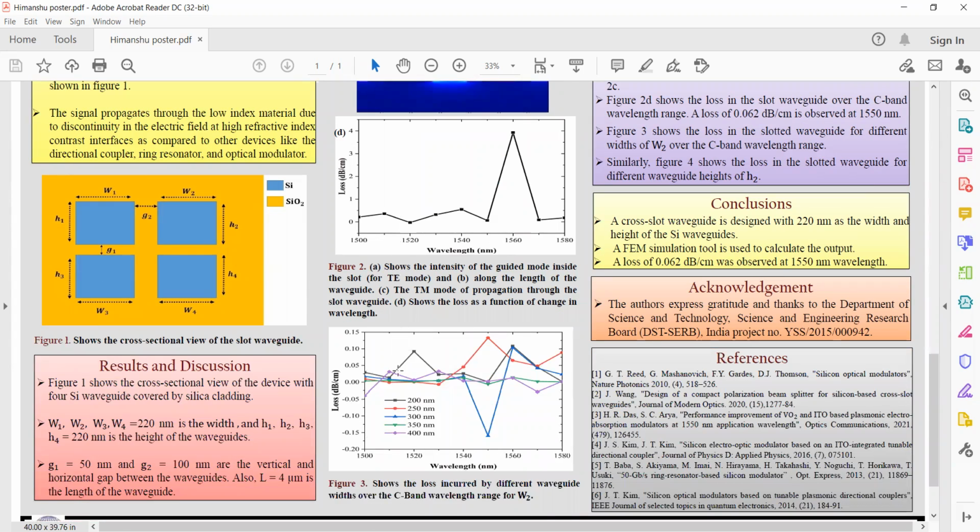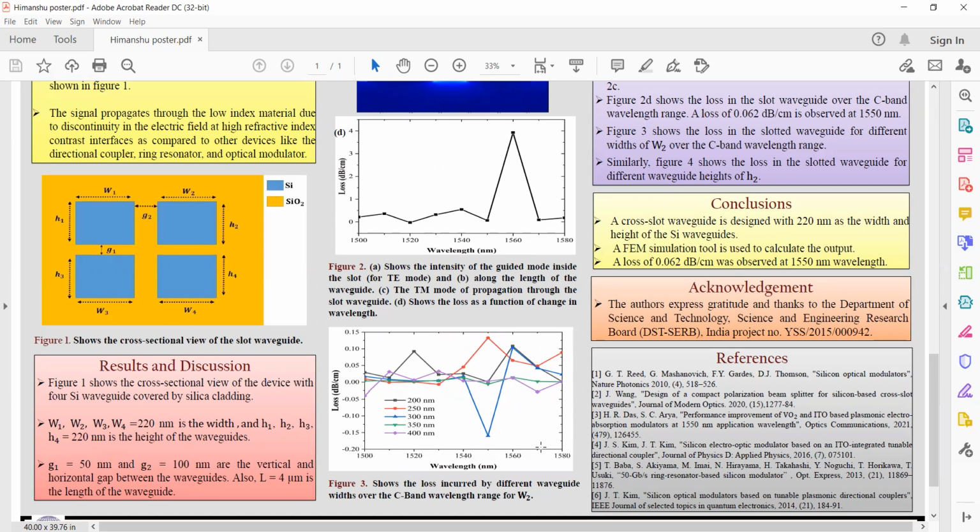Now coming to figure 3, it shows the effect of change in waveguide widths on the loss incurred by the device over the wavelength ranging from 1500 nanometer to 1580 nanometer. So basically it is showing that whenever the waveguide width, that is W2, changes, what is the loss incurred by the device. So for different waveguide widths, for 200 nanometer, 250 nanometer, 350 nanometer, 400 nanometer, the loss incurred by the device is calculated over the entire wavelength range from 1500 to 1580 nanometer.